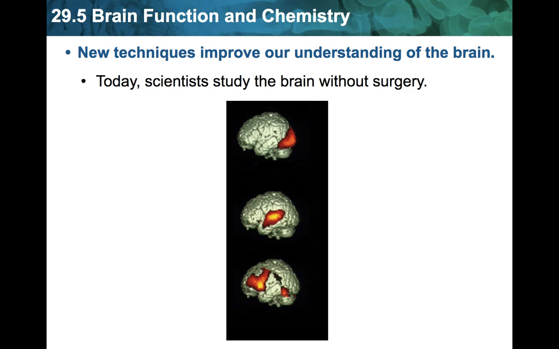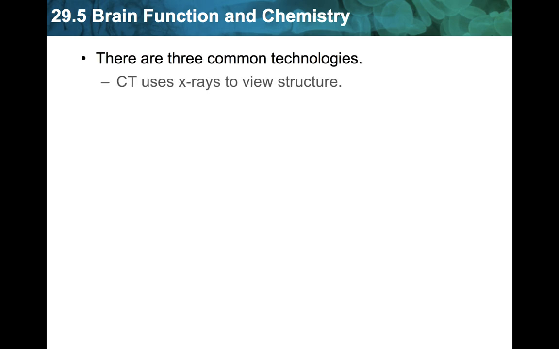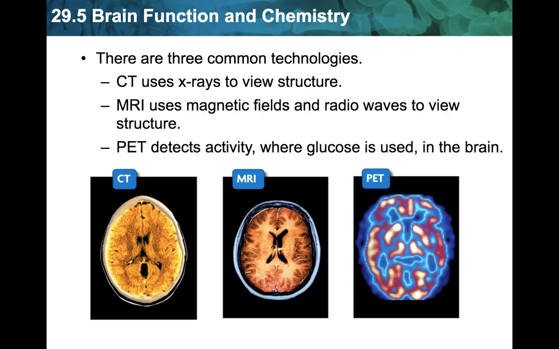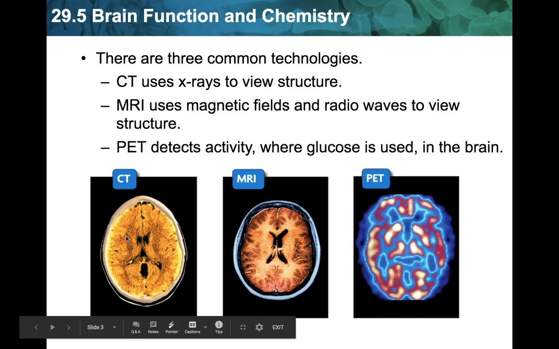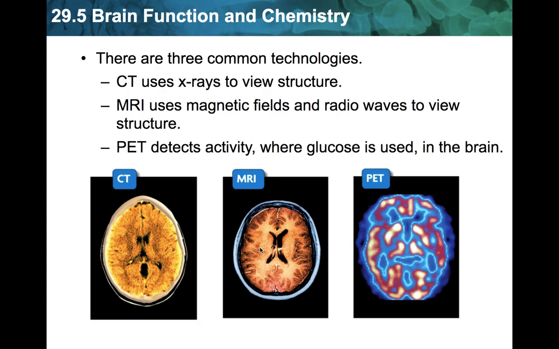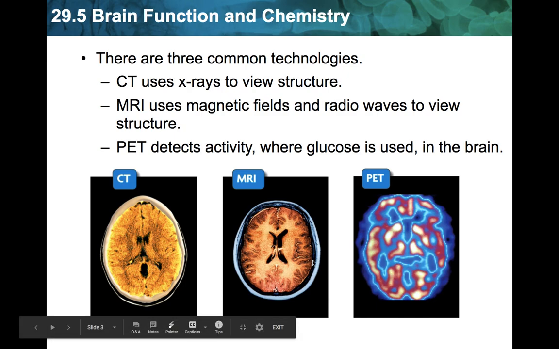All right, new techniques improve our understanding of the brain. Today, scientists can study the brain without surgery, which is pretty cool. There are 3 common technologies that are used: CT scans, MRIs, PET. So CT uses X-rays to view structure. This is what a CT scan might look like. An MRI uses magnetic fields and radio waves to view structure. And then PET just detects activity where glucose is used in the brain. All of these scans look pretty cool, and it's awesome that we have the technology to even do this.